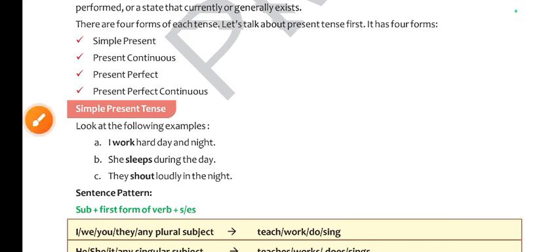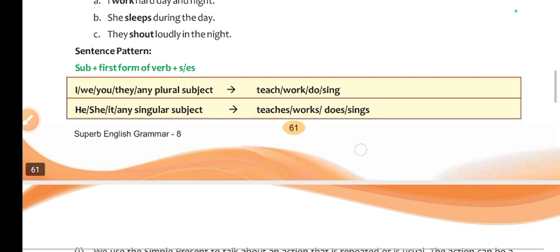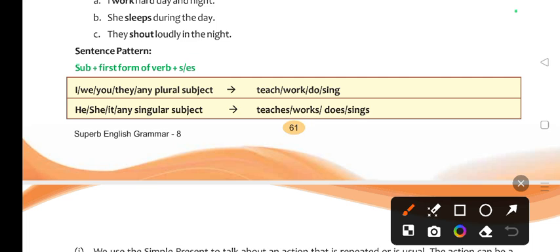So present tense also includes habitual actions and facts. For example, I work hard day and night. She sleeps during the day. They shout loudly. So what is the sentence pattern? Firstly, we write the subject and the first form of the verb, and we use s or es. Understood? With the singular subject.